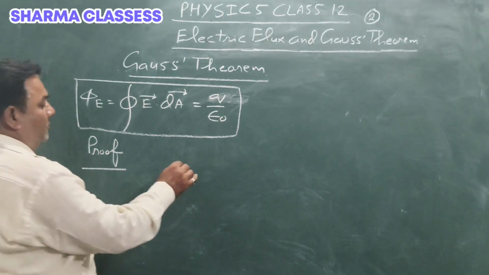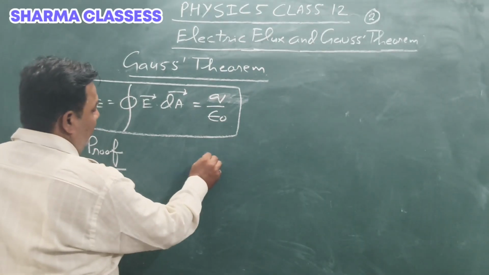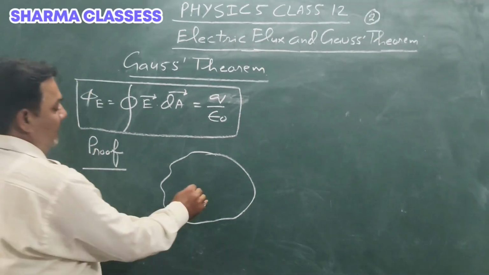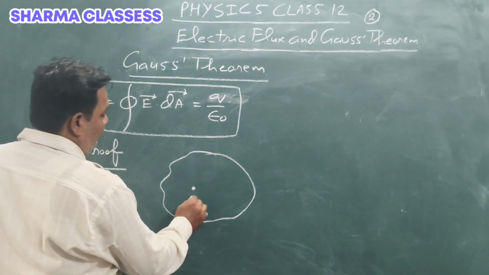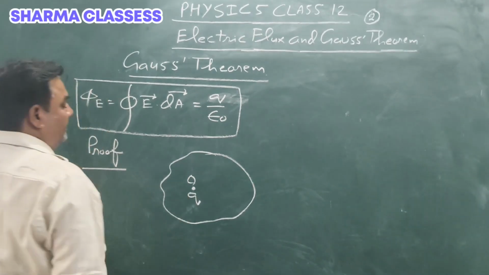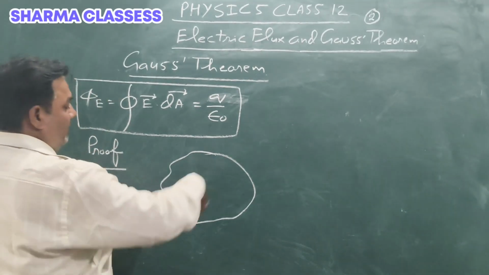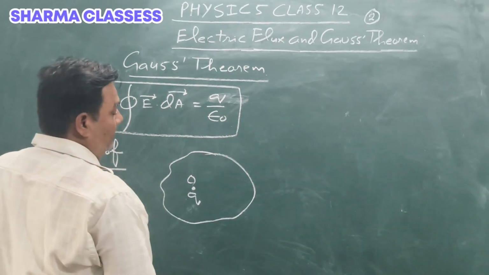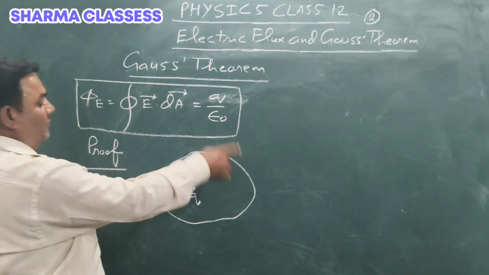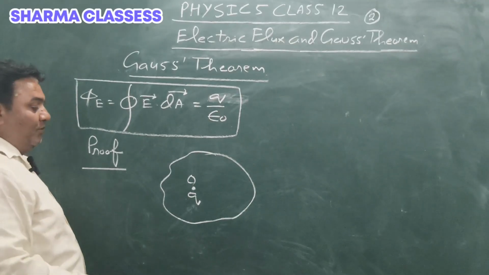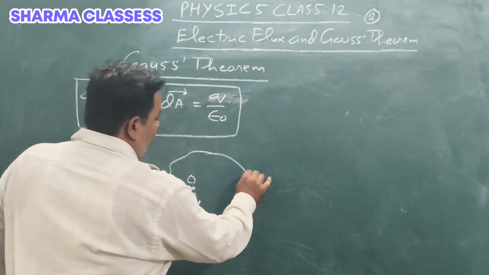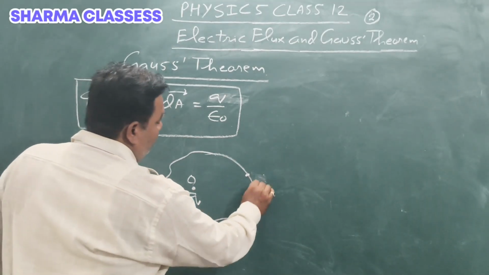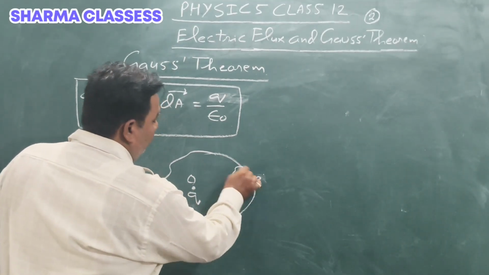To prove Gauss theorem, we suppose this is any closed surface in which a point charge Q is situated at point O. Since it is plus Q charge, electric lines of force emit from it, and electric flux passes through the closed surface. We have to find the electric flux through this closed surface. For this, we take any point P on the surface and take a small area around P.